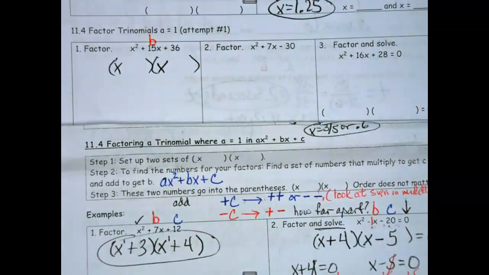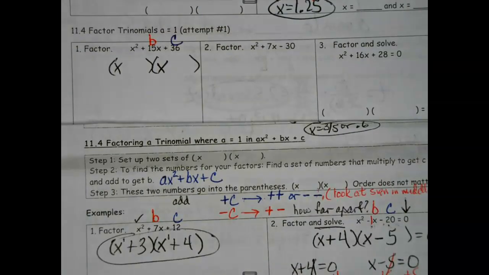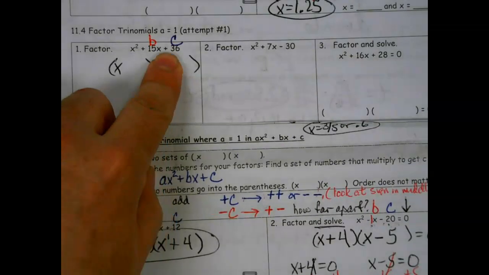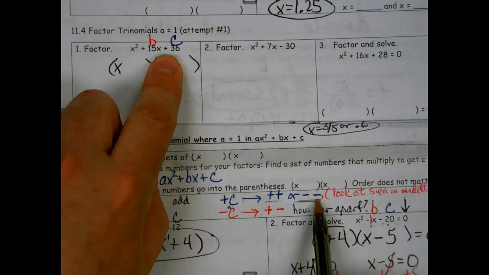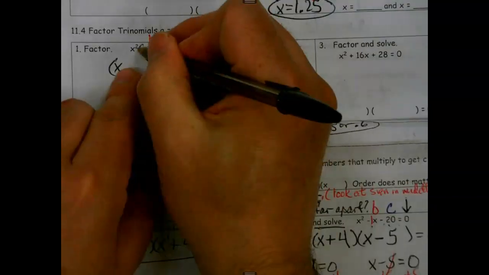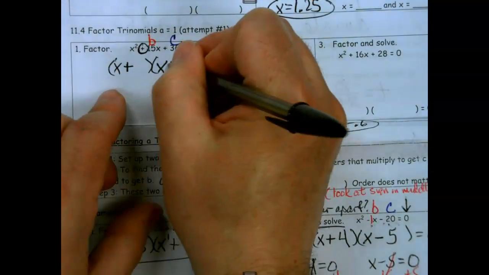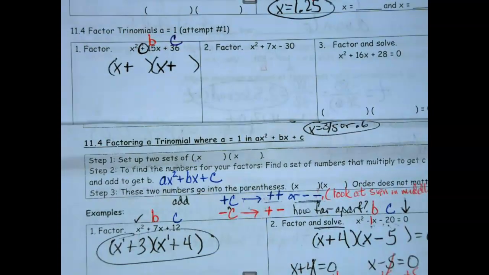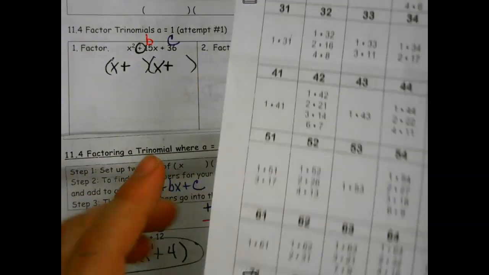Here's my B. Here's my C. First thing I do, I go looking for my signs. I'm like, okay, my C is a positive. So either both numbers are positive or both numbers are negative. Look at the sign in the middle. So they're going to be plus. So now I'm trying to find a pair of numbers that multiply to 36 and are going to add up to 15.